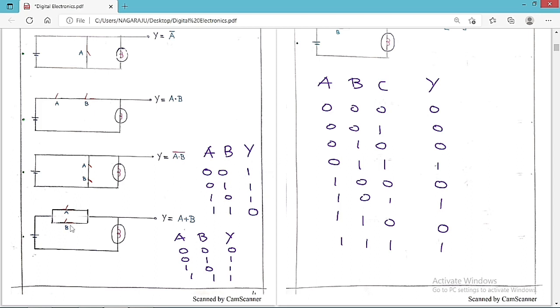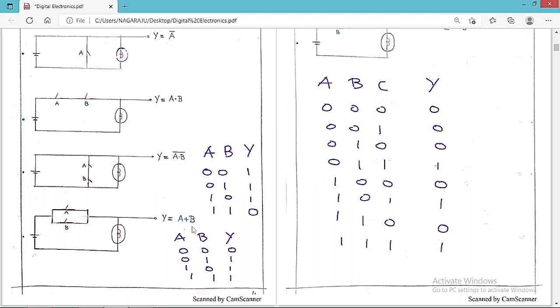Similarly, suppose I connect the switches in parallel, and they are in series with the bulb. Then what is the output equation? Here, if any one is closed, definitely the bulb is going to get on. If both are open, then only the bulb is off. You can see clearly, if both are off, the bulb is off. Here B is closed, so the bulb is on. Here A is closed, the bulb is on. Here both are closed, so the bulb is on. Otherwise, you are always going to get the bulb on.